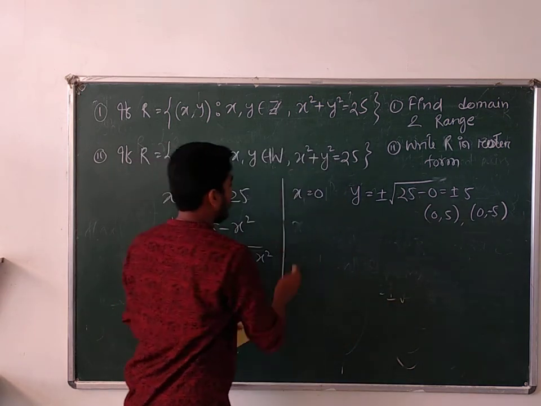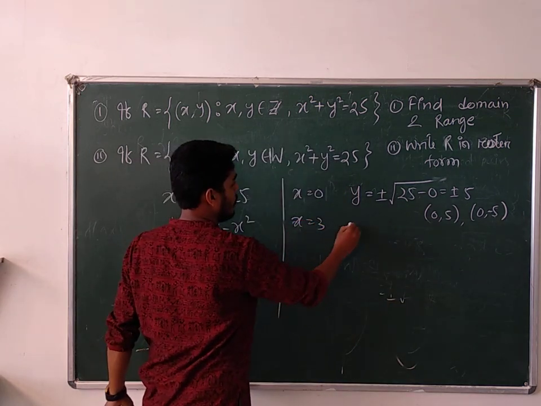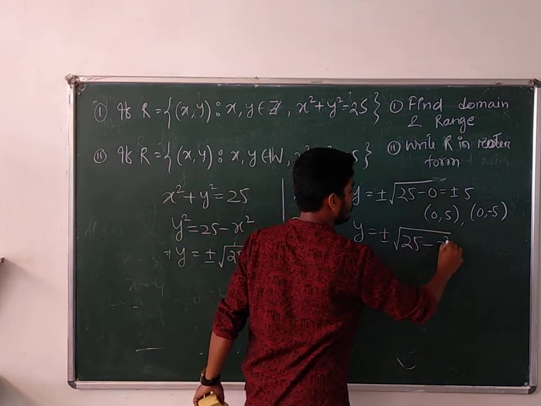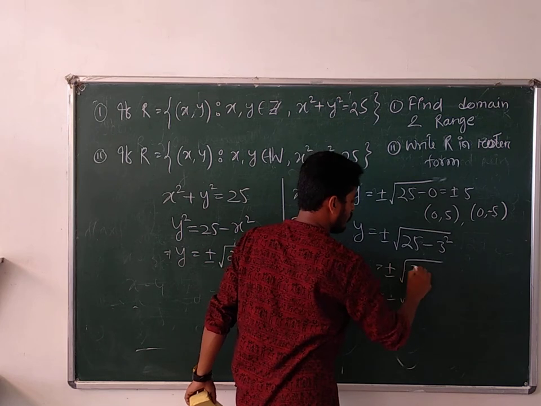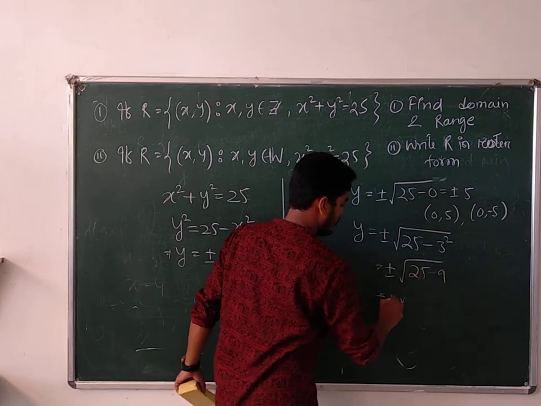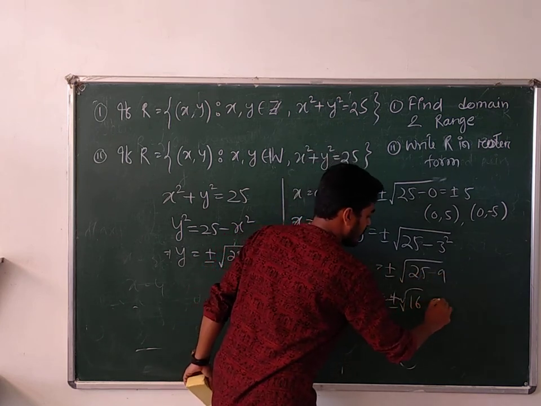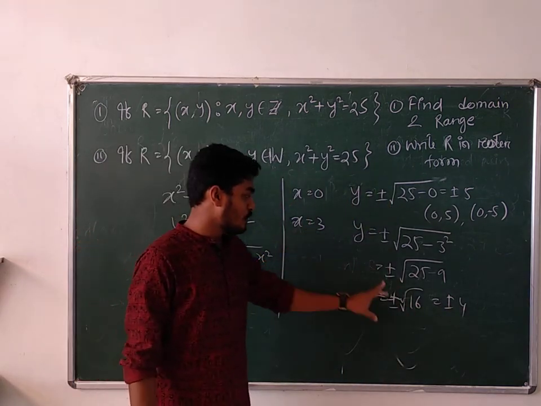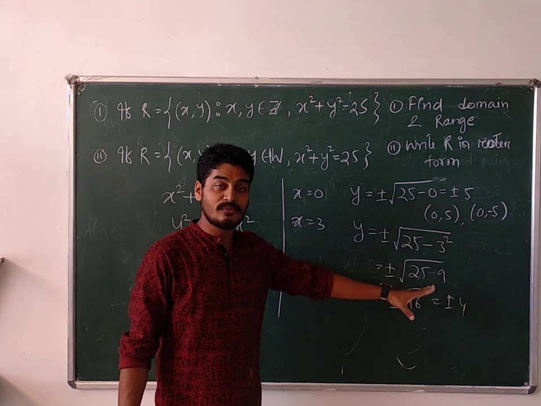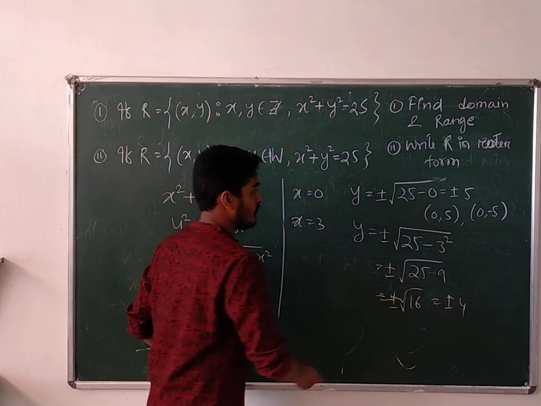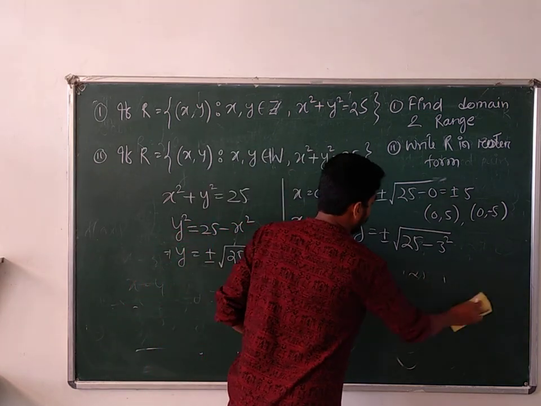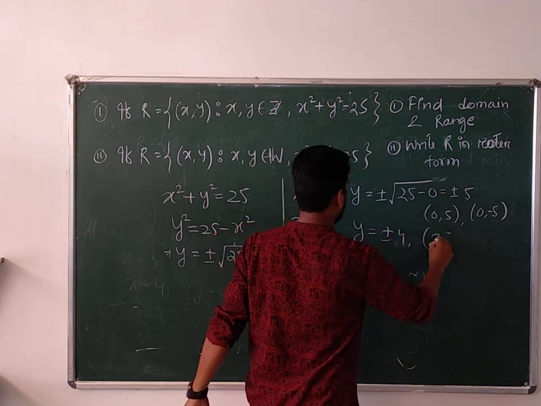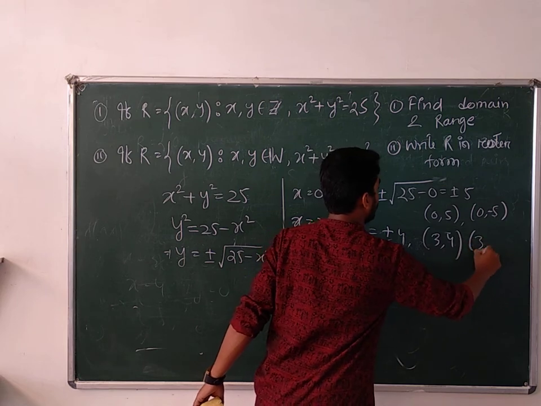So next, x is equal to 3, y is equal to plus minus square root of 25 minus 3 square, plus minus square root of 25 minus 9, is equal to plus minus square root of 16, plus minus 4. Yes, exactly. For x is equal to 3, we have got two different values of y, plus 4 and minus 4, and both are integers. That means we have got 3, 4 and 3, minus 4.